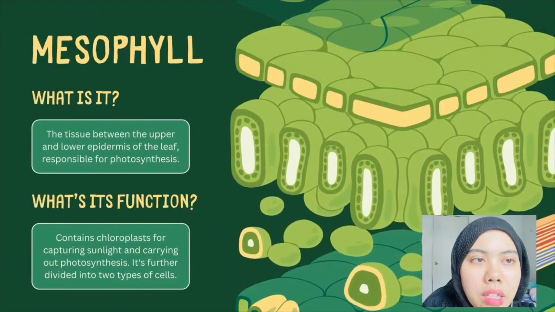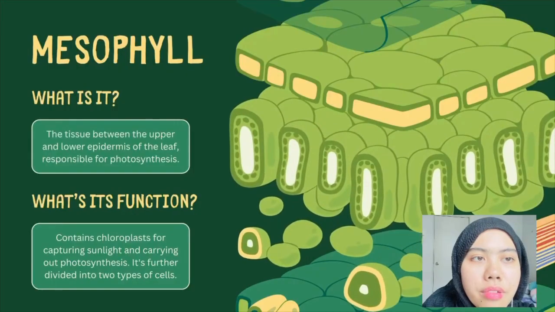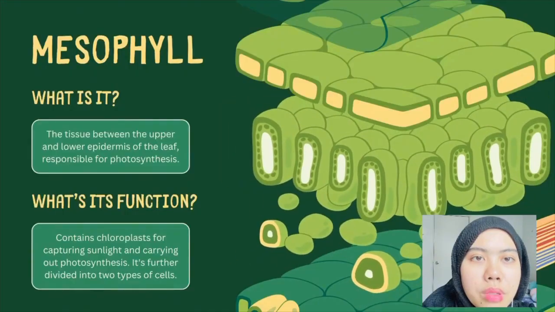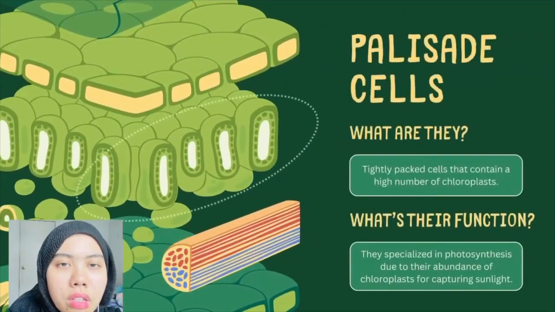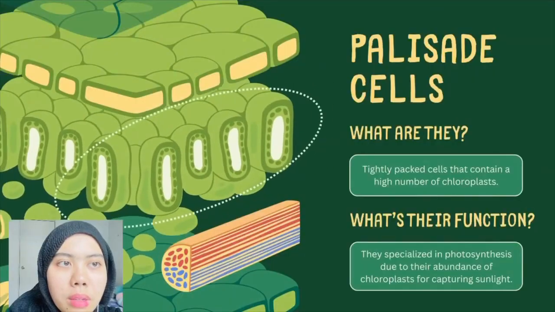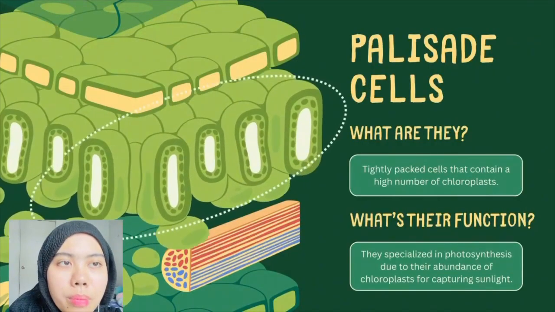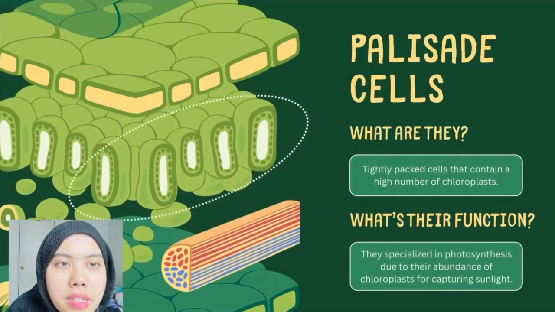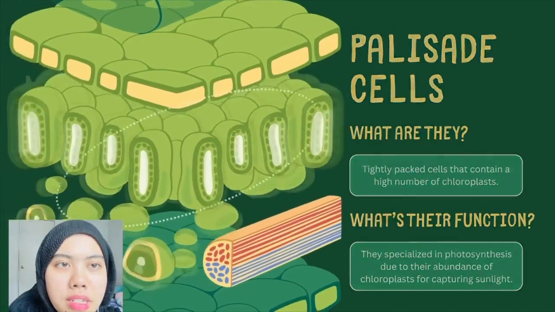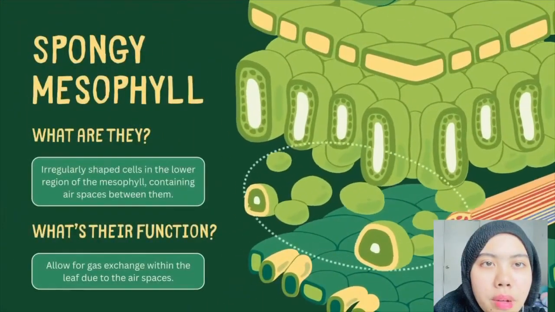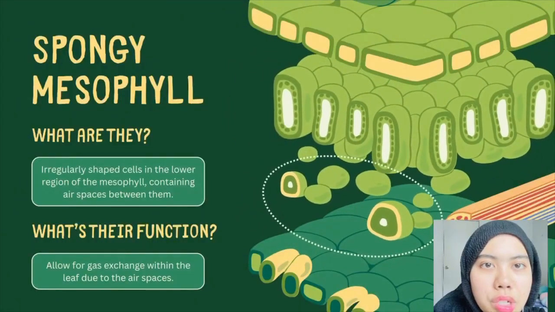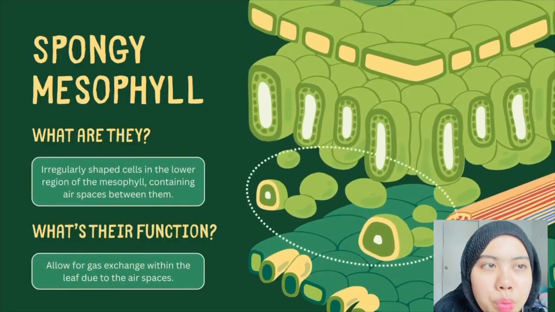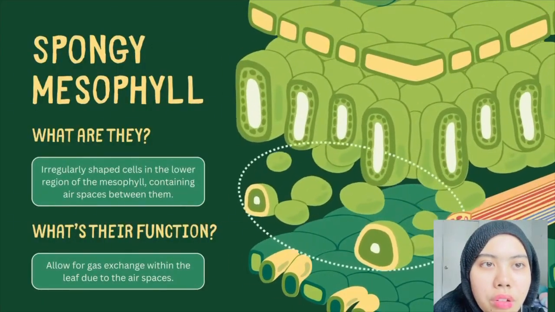This tissue, teeming with chloroplasts, bears the heavy responsibility of photosynthesis. It divides into two types of cells, each with a distinct role. The palisade cells, tightly packed and brimming with chloroplasts, are photosynthesis specialists. Their abundance of chloroplasts makes them adept at capturing sunlight. Then there are the spongy mesophyll cells, irregularly shaped tenants of the mesophyll's lower region. The air spaces between them enable gas exchange within the leaf.